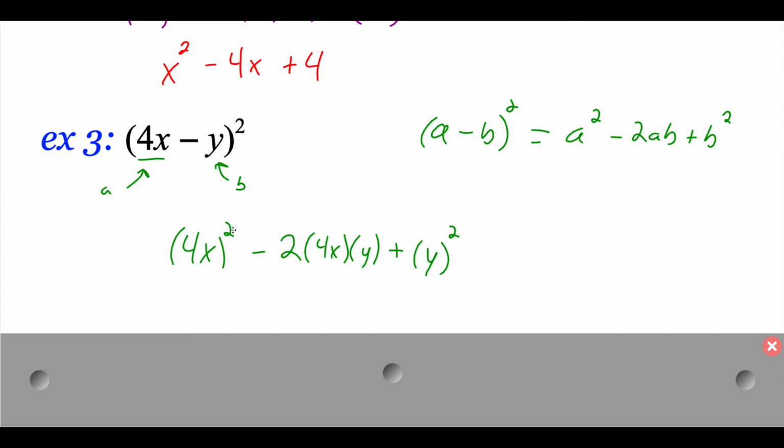Now when I take 4x and square it, well, 4 squared is 16, and if I square the x, then I'm just going to get x squared. Minus, now 2 times 4 is 8x, and I can't really multiply the x and the y together, so I'm just going to write it as minus 8xy. And then on the back end, when I take that y and square it, it's just going to stay as y squared. So I get 16x squared minus 8xy plus y squared.